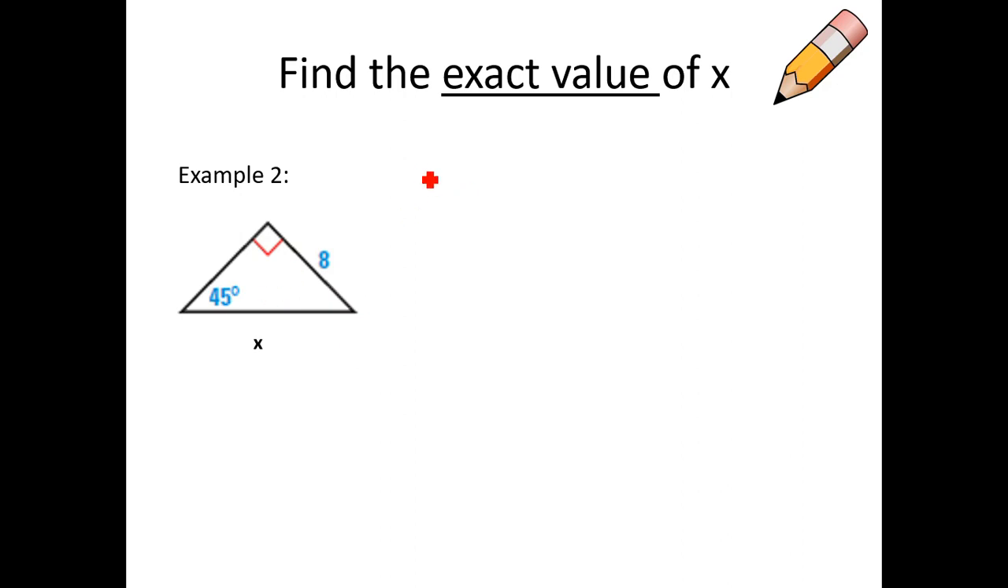So if this is a 45, 45, 90, I'm going to use the shortcut. The hypotenuse equals the leg times the square root of 2. The hypotenuse is marked with x, so I'm going to plug it in. The leg is marked with an 8. And then 8 dot square root of 2 just means 8 square roots of 2. So x equals 8 square roots of 2.